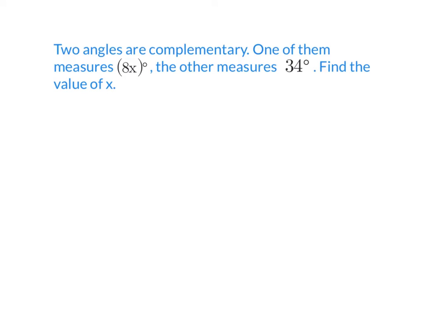Okay, this is going to be our last example for this video, our word example for complementary this time. It says 2 angles are complementary. One of them measures 8x degrees and the other measures 34 degrees. So just drawing this example really quickly. Complementary means that I have 90 degrees there.